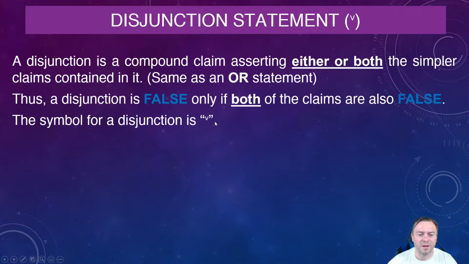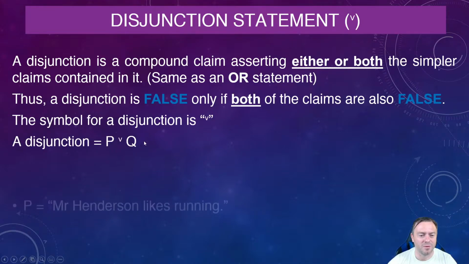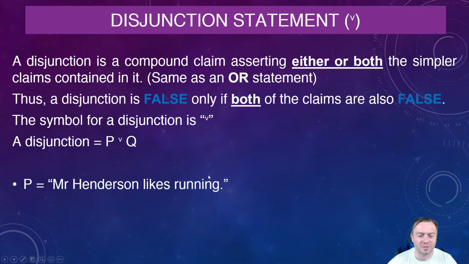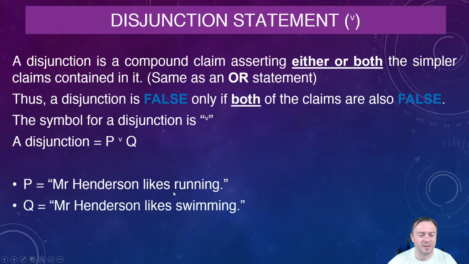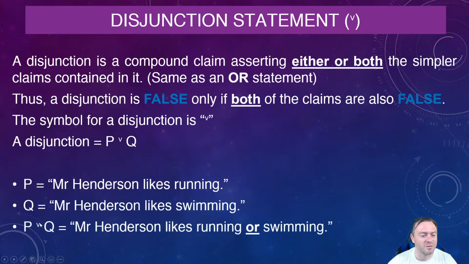So the symbol for disjunction is a down arrow, like we talked about before. And this is how you would write it. P disjoined with Q. So Mr. Henderson likes running, and Mr. Henderson likes swimming. When we do the disjunction with P and Q, Mr. Henderson likes running or swimming. Okay, so that's what the options mean with that.